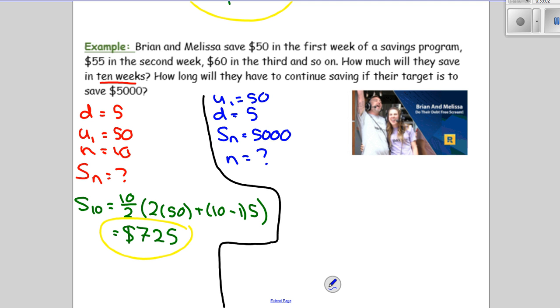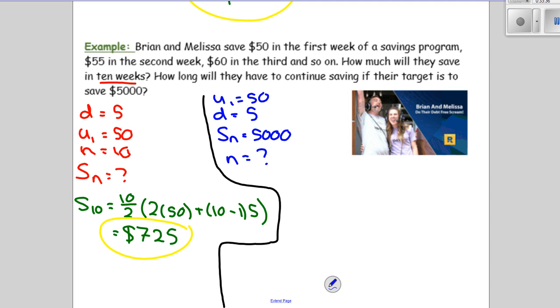We don't necessarily know the last term in the sequence either, so we probably have to use the long version and solve for n. The earlier calculation didn't give us the last term, it just gave us the sum after 10 weeks. Here they're saying, if we wanted the sum to be 5,000 instead, how many weeks is that going to take? If this was 5,000 instead, what would our n have to be? That's going to be a bit trickier to solve.